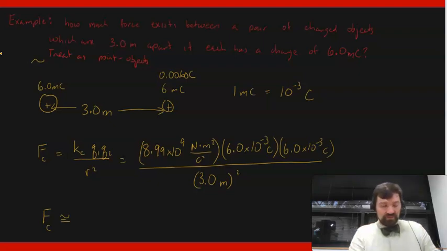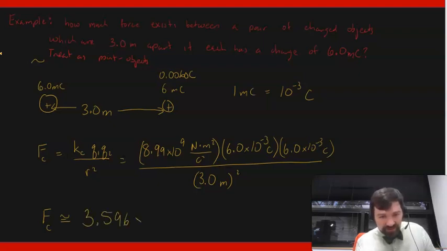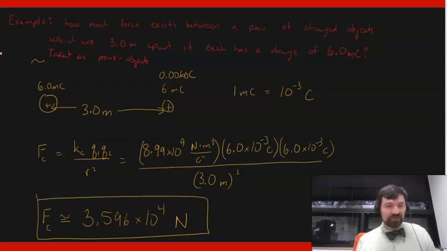So let's go ahead and put that in. So 8.99 times 6 times another 6 divided by 3 squared, which is 9, and then that's times 10 to the 9 minus 3 minus 3, so 10 to the 3. So that comes out to 3.596 times 10 to the 4. And the unit, of course, for force is newtons.